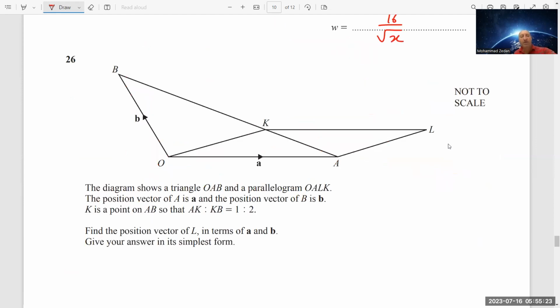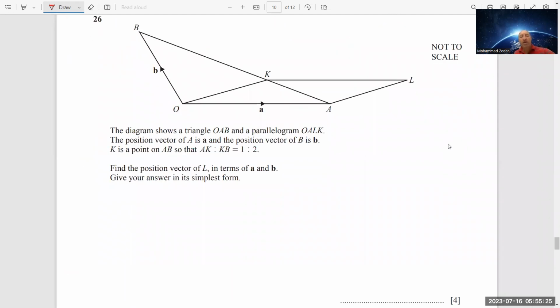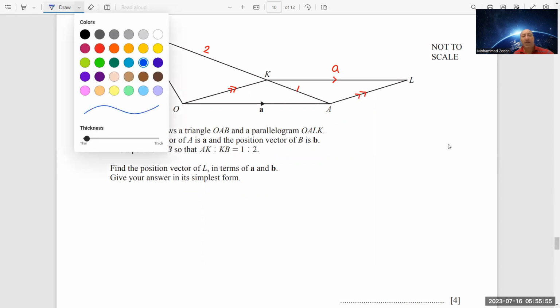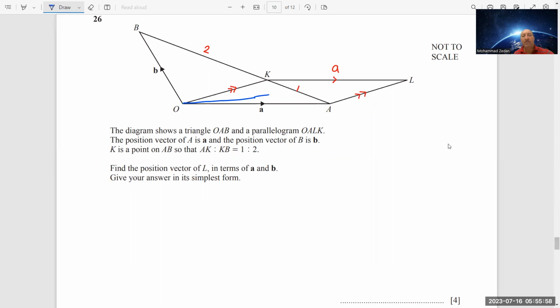Next question is about vectors. I have a parallelogram OALQ. So these two sides are parallel and equal. K lies on AB such that the ratio between AK and KB is 1 to 2. This is one part and this is two parts. The question is to find the position vector of L in terms of A. Position vector of L means from the origin, I want to find the vector OL.